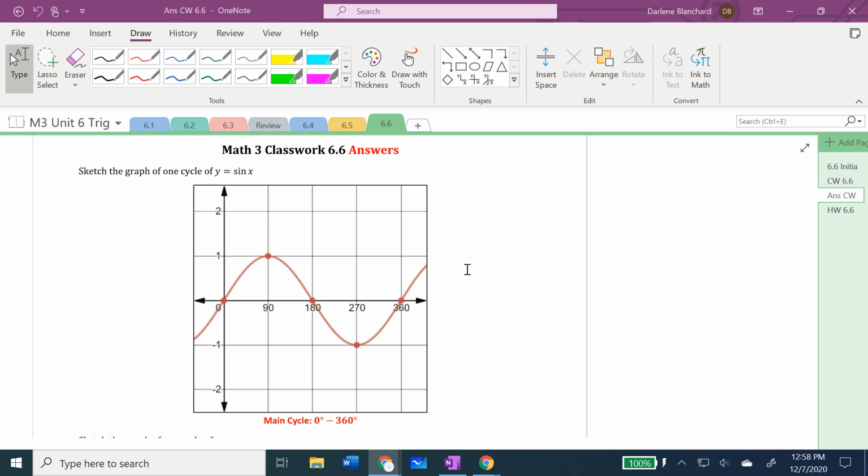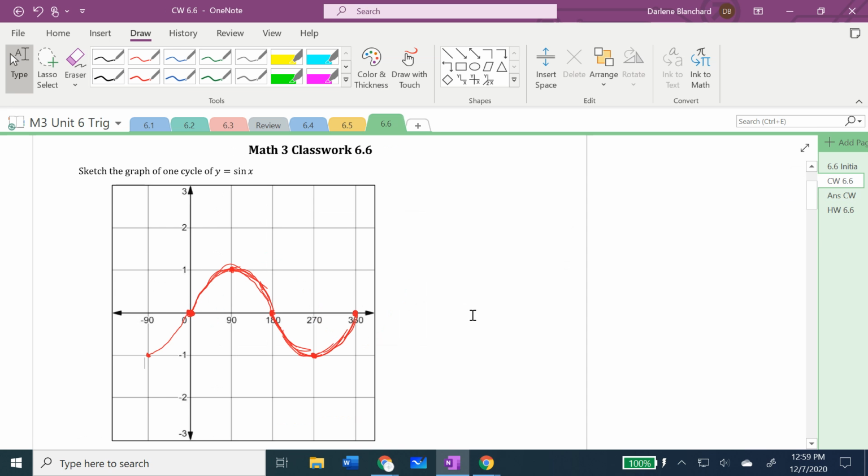Oh wait, on the actual classwork, it goes to -90. So on that set of data, it dips down to -90, correct? Yes. I didn't get that in this particular drawing, but yeah, it goes down and then it would be coming back up. So something like that.